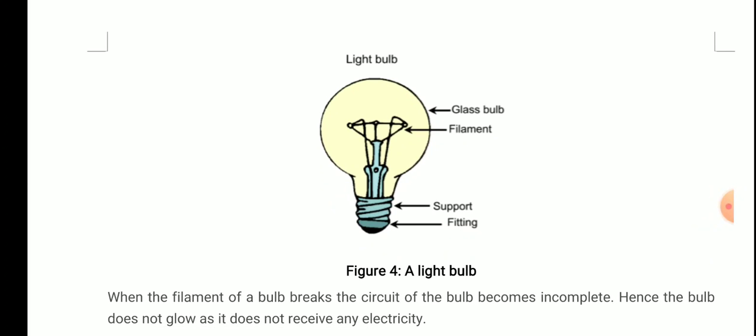When the filament of the bulb breaks, the circuit of the bulb becomes incomplete, and when the circuit becomes incomplete, the current will not flow, and hence the bulb will not glow, as it will not receive any electricity. Clear? So I hope it is clear whatever the topic has been covered in this video. In the next video we will be continuing this chapter.